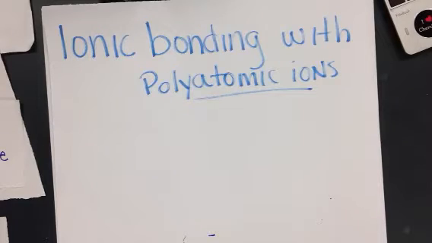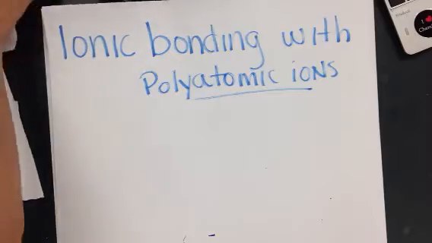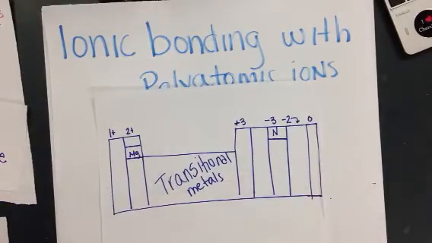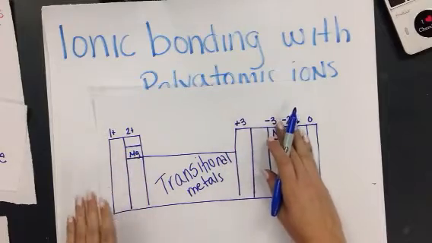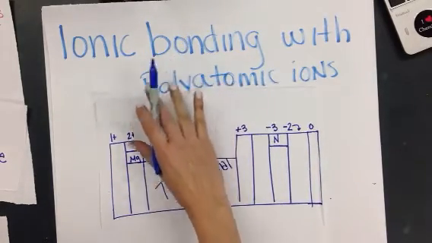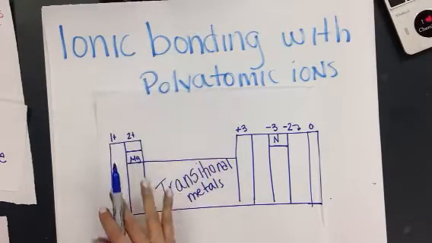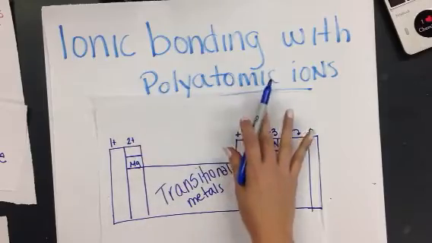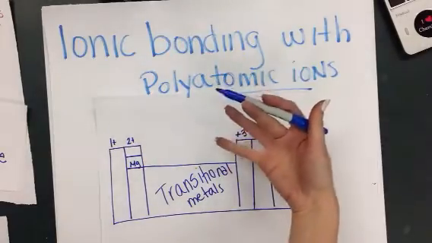This is a tutorial about ionic bonding with polyatomic ions. Okay, so let's remember a few things about ionic bonding. Ionic bonding is between metals and nonmetals, right? So here are my metals and here are my nonmetals. Okay, with that being said, we also can have ionic bonding with metals and polyatomic ions as my nonmetals.